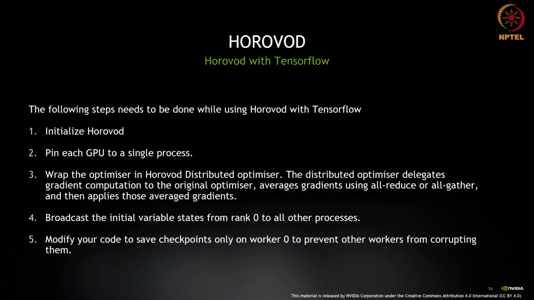And once it is done with that, it basically broadcasts the initial variable states from rank 0 to all the other processes. And you will have to change certain code to save the checkpoints and other things only by worker 0. You don't want all of the workers or all the processes to save the checkpoint, because the same state is maintained by everyone. So there is no need for everyone to write to the same checkpointing values and corrupt them, in short.